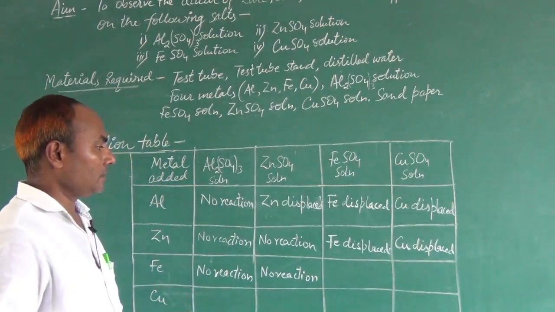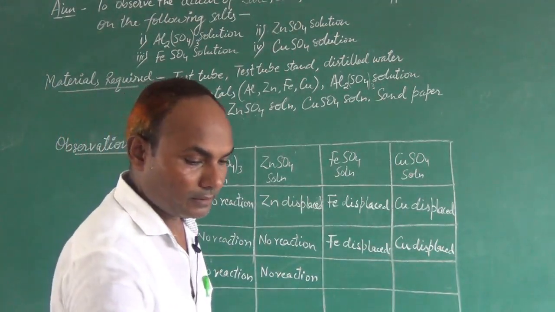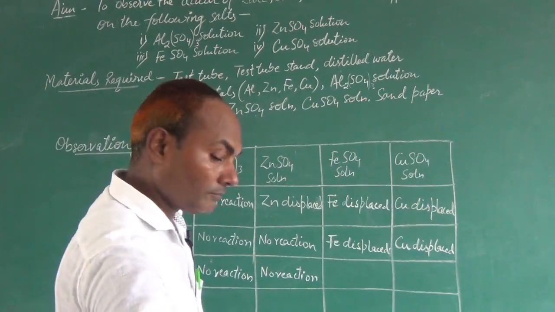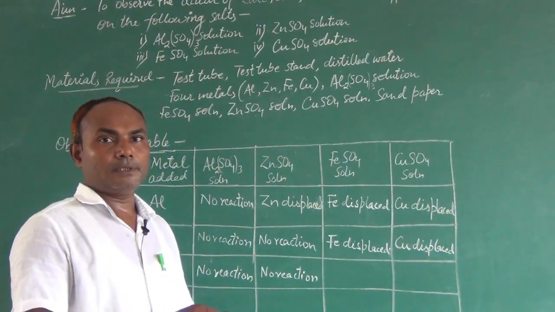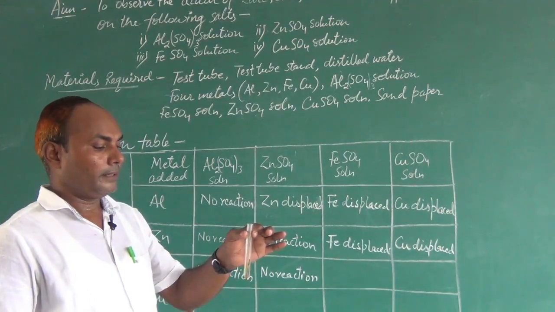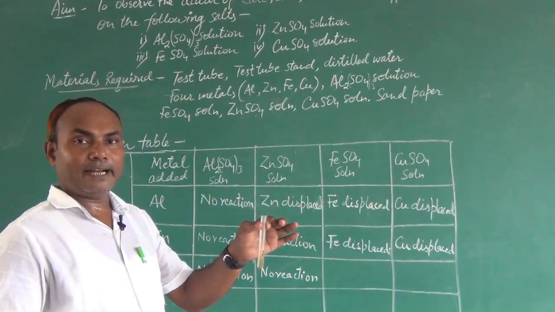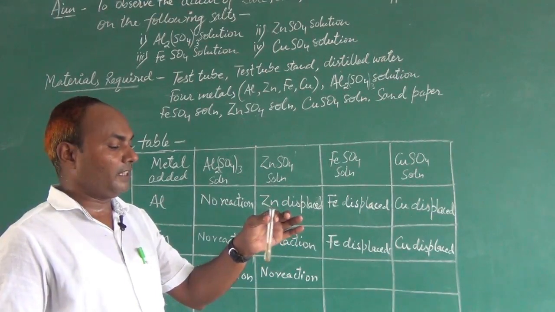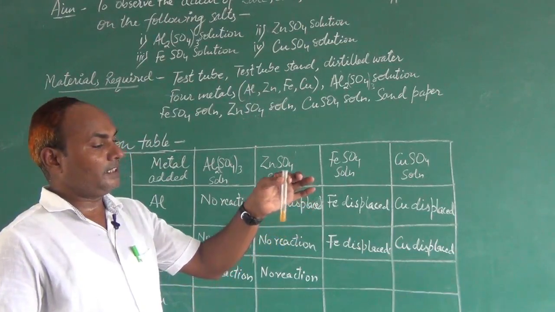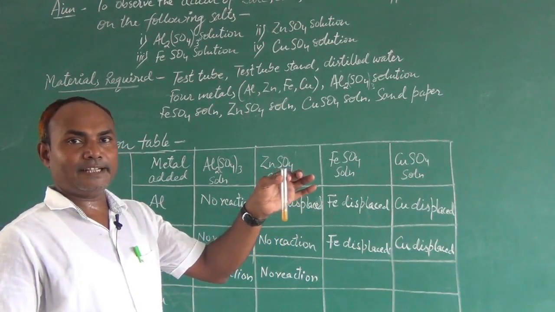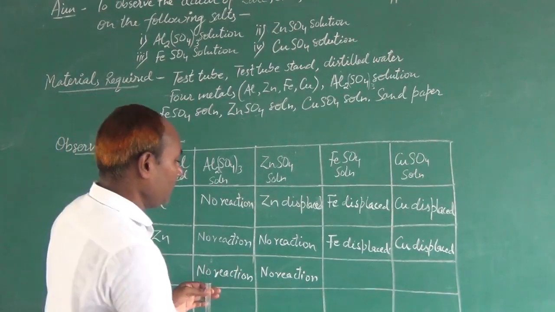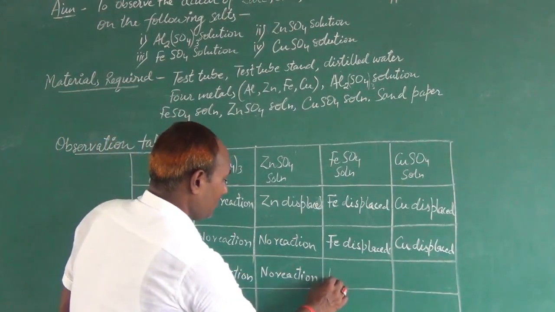So students, now we have to observe the third test tube. In the third test tube we have added iron sulfate and iron metal is added in it. If we observe any change in color, no, there is no change in color, which means no reaction takes place. We have to note it in our observation table: no reaction.